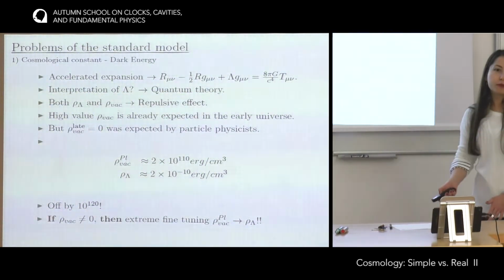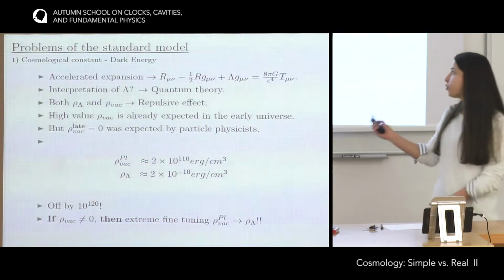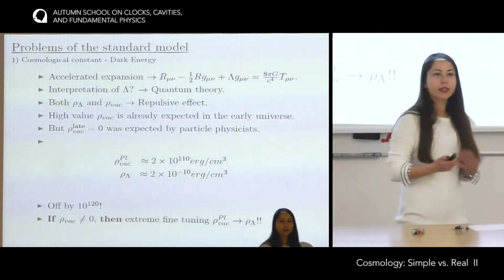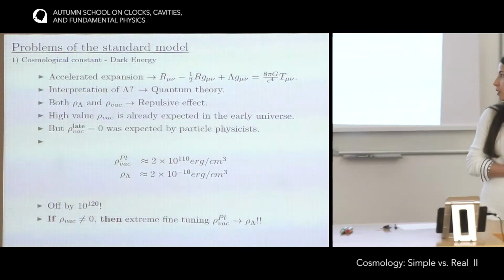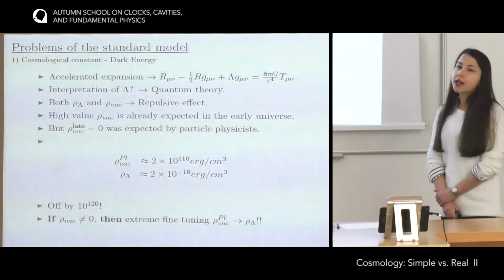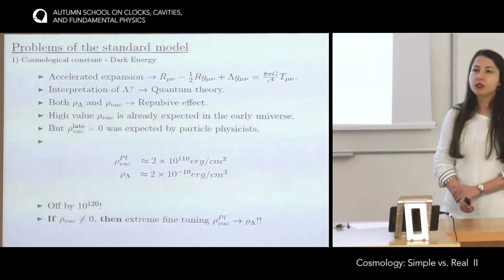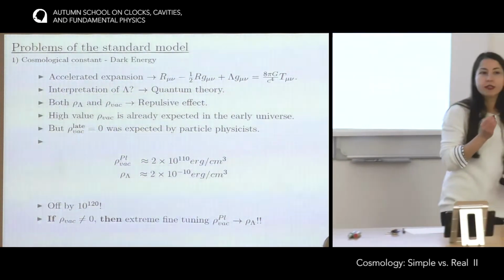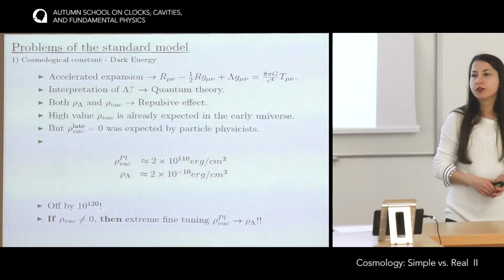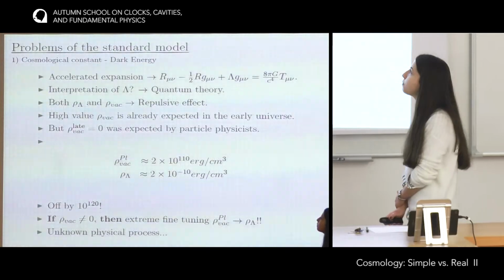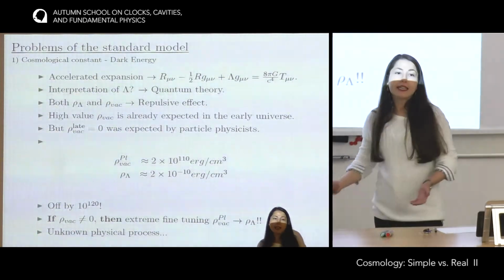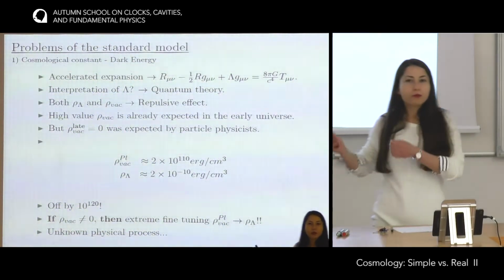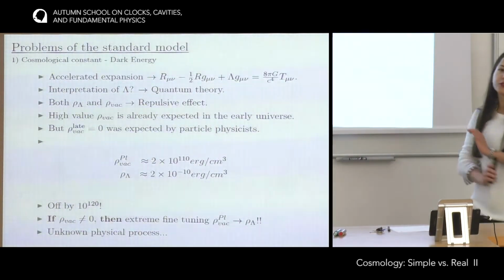Then another problem comes out. If this is true, if dark energy is predicted by the vacuum energy of the quantum fluctuations, then there has to be an extreme fine-tuning to bring this value to that value, which is already very small. So this is the fine-tuning problem in cosmology. And again, we don't know if there's any physical process which would bring down this large value to the small one.